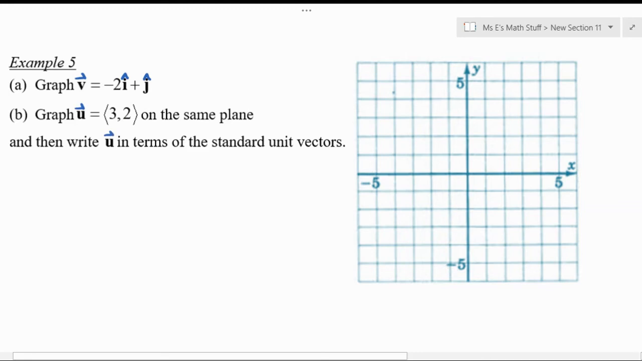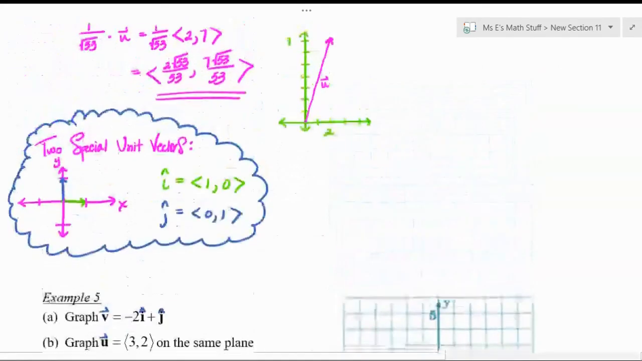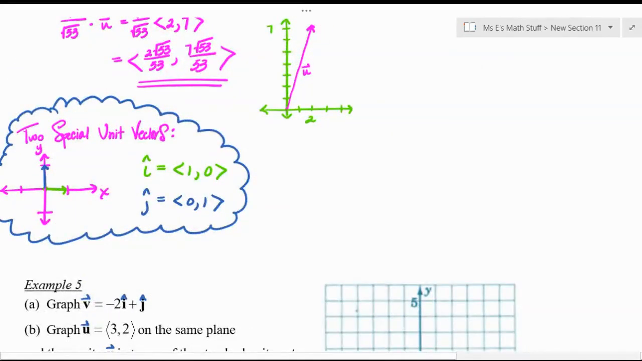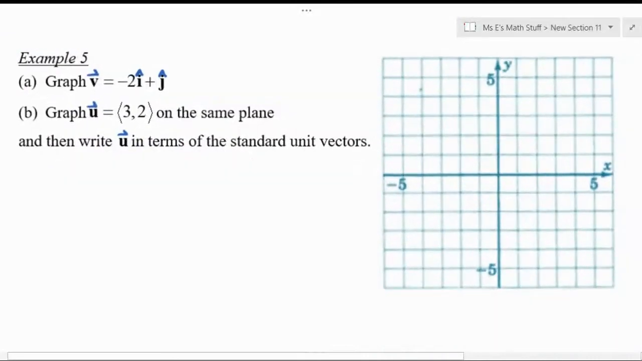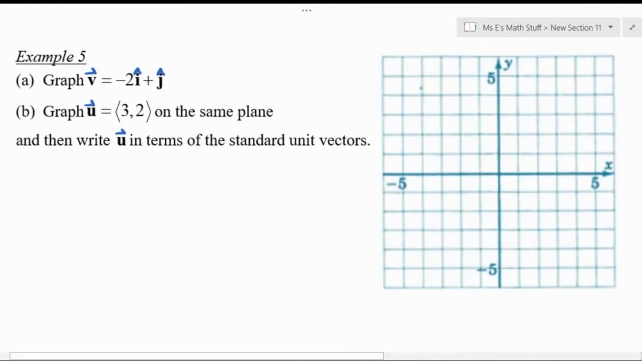All right. Oh, and I apologize. I should have not said 2 special unit vectors. I should have said these are the standard unit vectors. That would have been more appropriate. There we go. All right, my friends, last example. See how it goes. Check in with me in the next video.